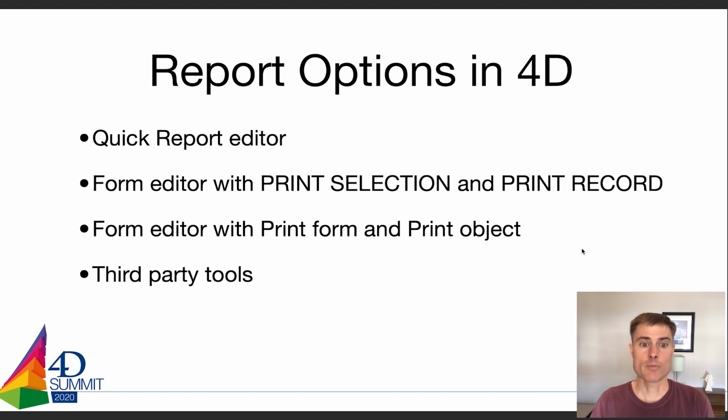We can also use the form editor with some new commands that came out a few years ago: print form and print object. These allow you to do pretty much anything you want on a page. The downsides to those are you pretty much have to do one page at a time. First page and second page and third page, you can't do anything other than that. And of course it's quite complex because at this point all of the page breaking is under programmatic control, aligning objects, all of those kinds of things are under your control. So powerful, but a lot of coding, a lot of work.